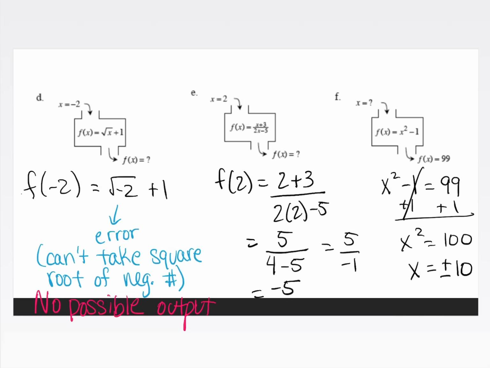Now this problem is a function. Here we have a value of x, let's say positive 10 goes to 99, and negative 10 goes to 99. So it would still pass the vertical line test.